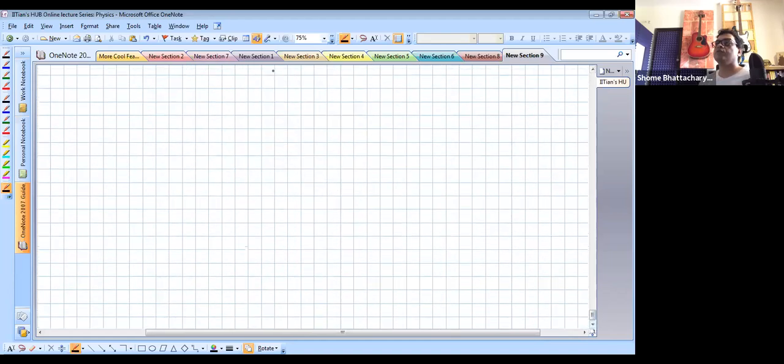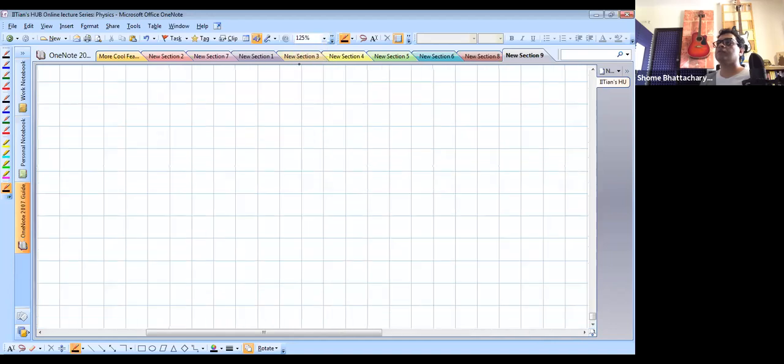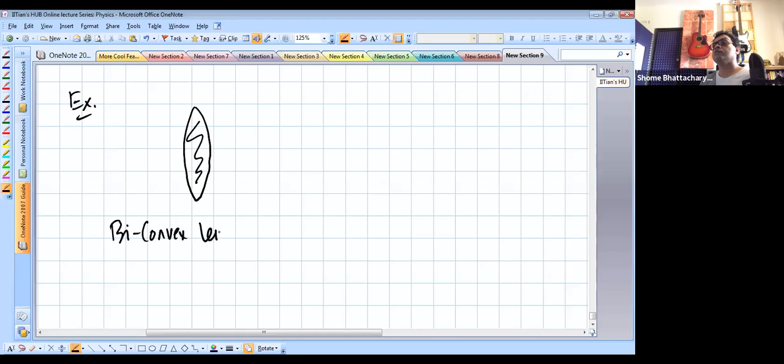Now let us see the actual working with some examples. Now let's start with a biconvex lens like this, where the refractive index of glass is, let us say, the standard value 3/2. Now this surface has a radius of, let us say, 90 centimeters.